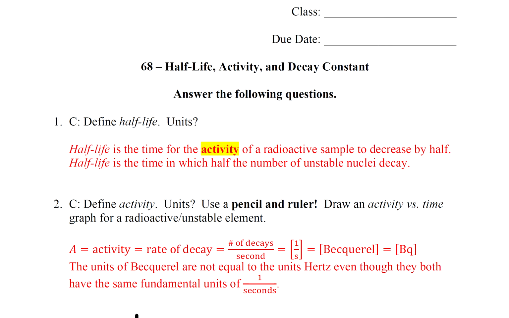Part D, what will be the activity of the sample after 10 minutes? We use this equation. Part E, how long will it take for the activity of the sample to drop to 1% of its initial value? So A final is 0.01, right? So that's where we have 0.01. That's 1%. Okay. And then we just solve for t.